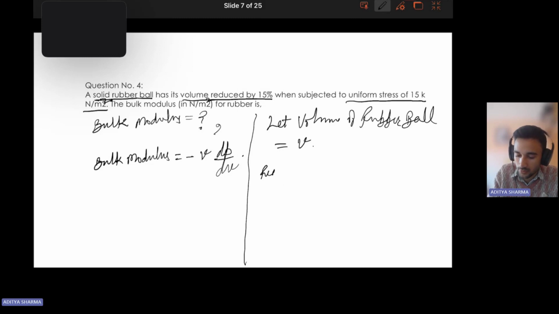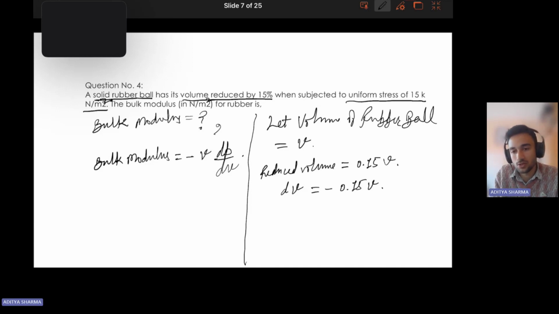So reduced volume is 0.15 V. All right. So if we have to write dV, how we will write dV? It will be same, but just a negative sign will be added to this value because the change is in reduced form, right? The volume is not increasing. Had the volume increased, the sign would have been positive. All right.